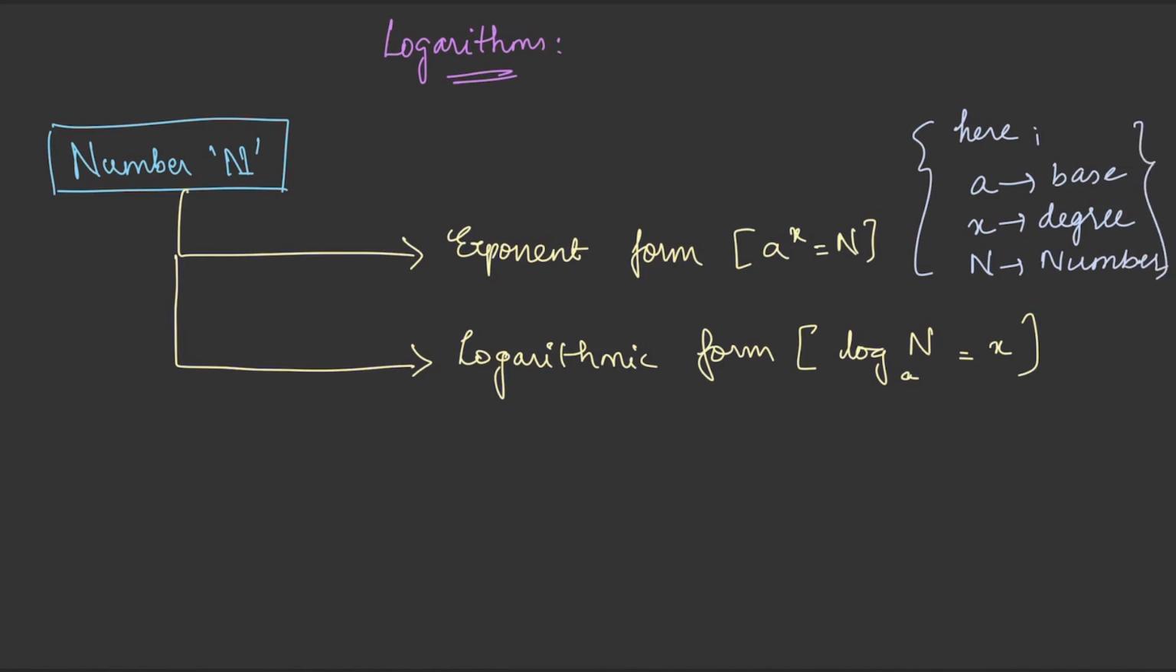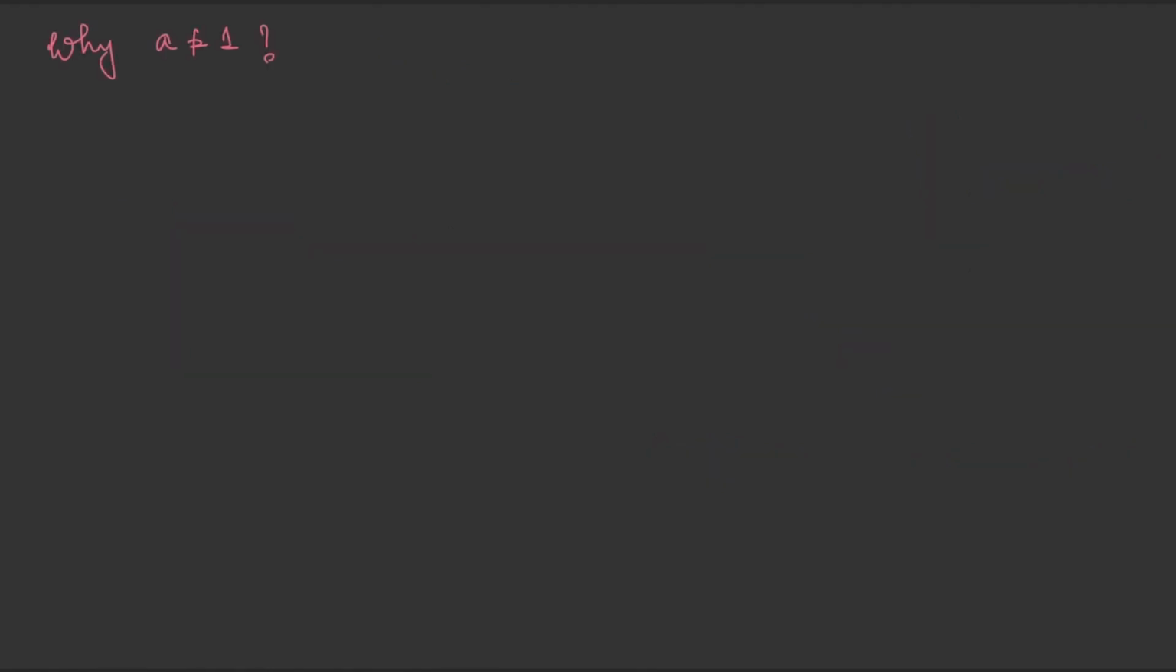So, for a logarithmic form, we have some conditions. The conditions are that a should be greater than 0, n should be greater than 0, and x should belong to the rational number set. Also, a should not be equal to 1. I said that a should not be equal to 1, right? Why should a not be equal to 1? Do you have any idea?